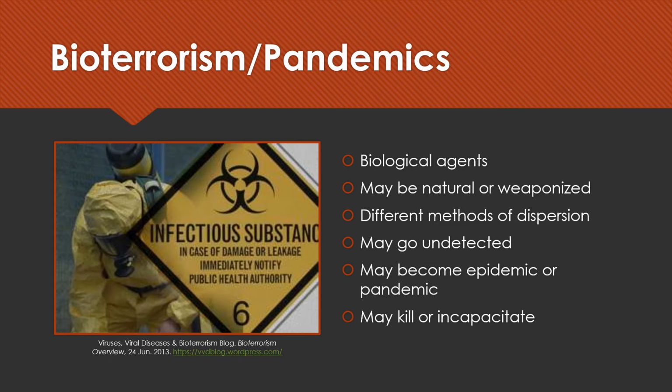Bioterrorism is in the form of biological agents. Basic agents include bacteria, viruses, and toxins. They may be naturally occurring, as in the flu, or weaponized, where the agents are modified and deliberately released, as in anthrax. There can be different methods of dispersion, such as spraying in the air, from person to person, infecting animals or insects, and contaminating food and water.